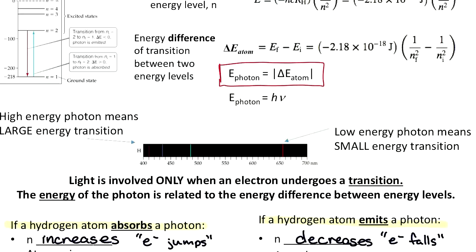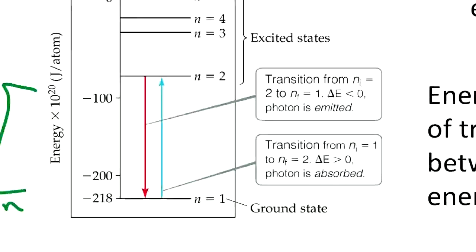So what we see here, if we go to this picture, this transition going from n equals 1 to n equals 2 requires a certain amount of energy. So let's say if I tell you that this transition requires 400 nanometer light to happen, if my electron falls from n equals 2 to n equals 1, can you tell me what is the wavelength of light that's emitted?